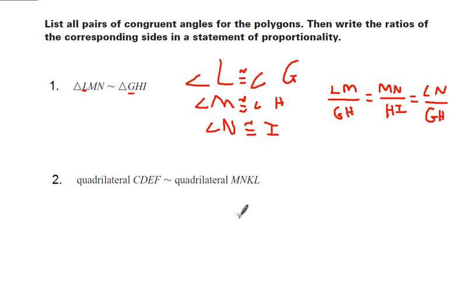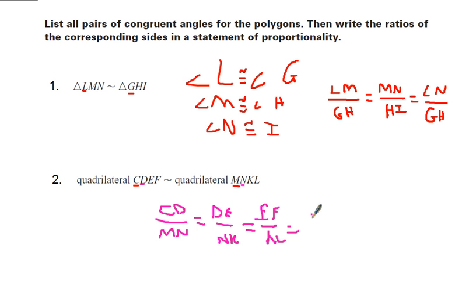Same thing here when you have a quadrilateral, nothing changes. C and M would be congruent, for example. You would also have D and N congruent, E and K, F and L, same idea. As for the sides, you have the same thing, except now you should have four pairs that are congruent to each other, or four ratios equal to each other. CD over MN, DE to NK, EF to KL, and what's left is CF to ML.